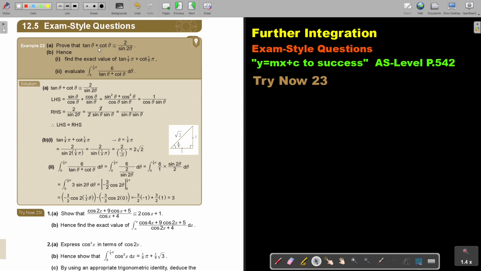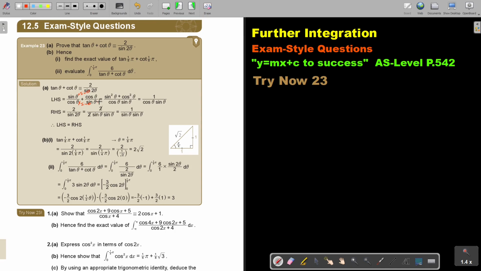Prove that tan theta plus cot theta is equal to 2 over sin 2 theta. Okay, let's start there. Now, write it like this. Remember, when we did identities, we said sometimes you have to work on both sides, but let's start with the left-hand side. Take everything to sin and cos, and now make the denominators the same. So I multiply there with sin theta, and I multiply there with sin theta.